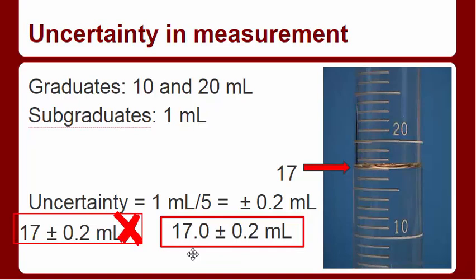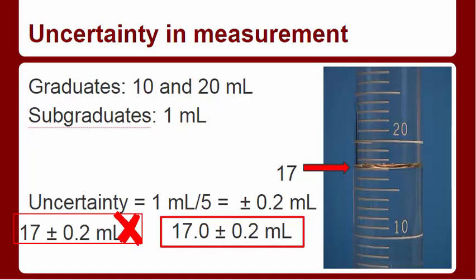If you read it and I read it, our two values might not be the same, but they should be within 0.2 milliliters of each other. Exactly. So the range will be between 16.8 and 17.2. Right. So those would be good answers. 16.8, yes, very good.